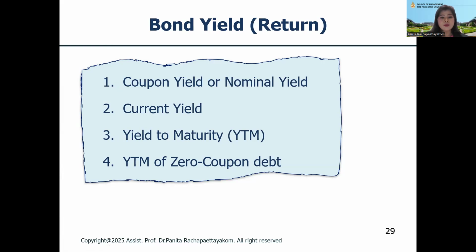I would like to introduce you to how to calculate the first one, the coupon yield or the nominal yield. The second one is the current yield. The third one is the YTM, or the yield to maturity. And the last one is the yield to maturity of the zero coupon debt.